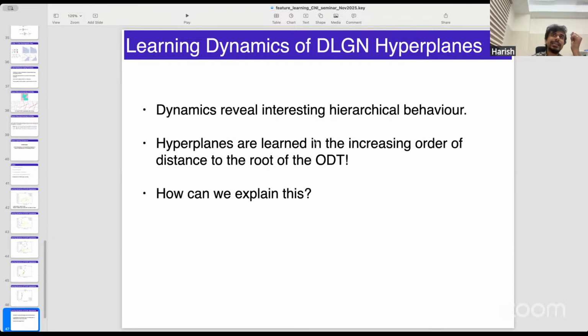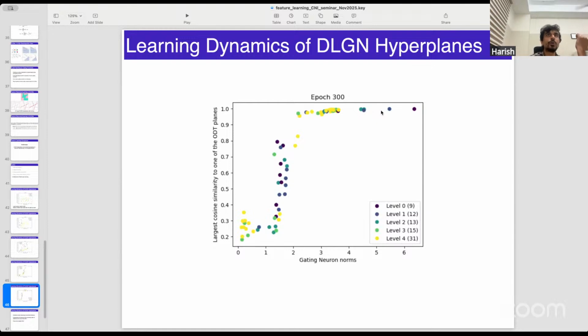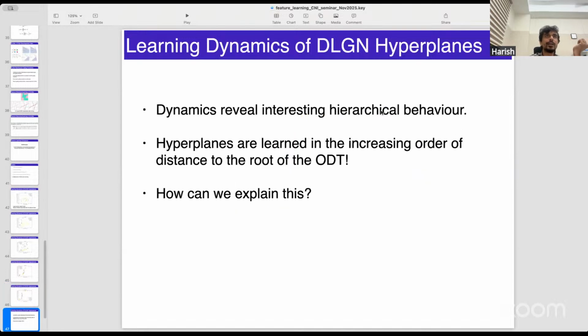So the dynamics reveal interesting hierarchical behavior. That is, the hyperplanes are learned in the increasing order of distance to the root of the ODT. The first discovered feature happens to be the root, then the children, then the children's children, and so on. So that's the approximate hierarchy that is visible in the training dynamics. But why does that happen? How can we explain this?